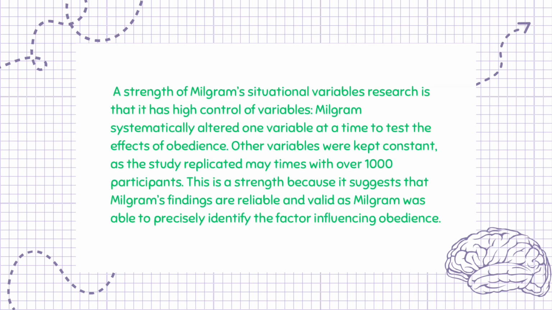A strength of Milgram's situational variables research is that it has high control of variables. Milgram systematically altered one variable at a time to test the effects on obedience. Other variables were kept constant, and the study was replicated many times with over 1,000 participants. This is a strength because it suggests that Milgram's findings are reliable and valid, as Milgram was able to precisely identify the factor influencing obedience.